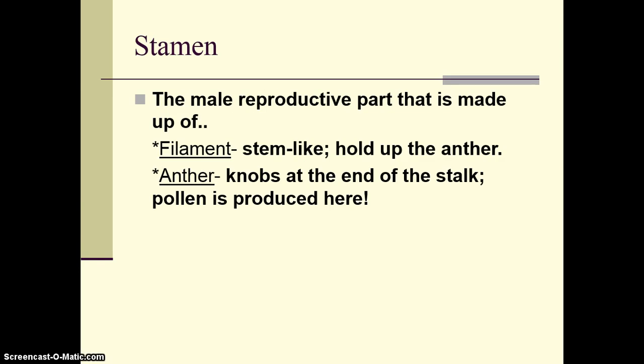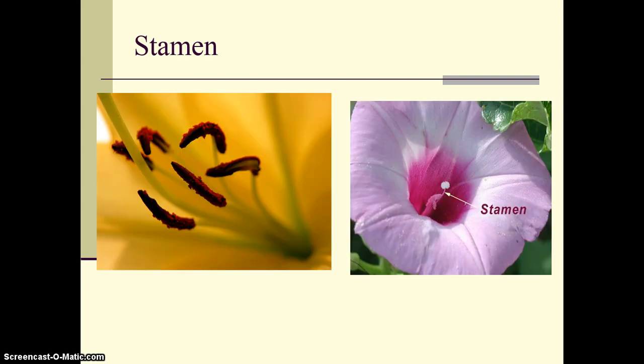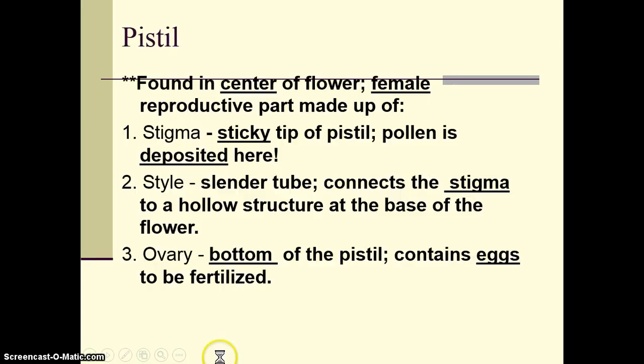So flowers have male reproductive and female reproductive parts. The male reproductive part is called the stamen. It is made up of the filament and the anther. The filament is stem-like and it holds up the anther. The anthers are the knobs at the end of this stalk where pollen is produced. If we take a look here, this is the anther. You can see the pollen grains on it and it is being held up by the filament.